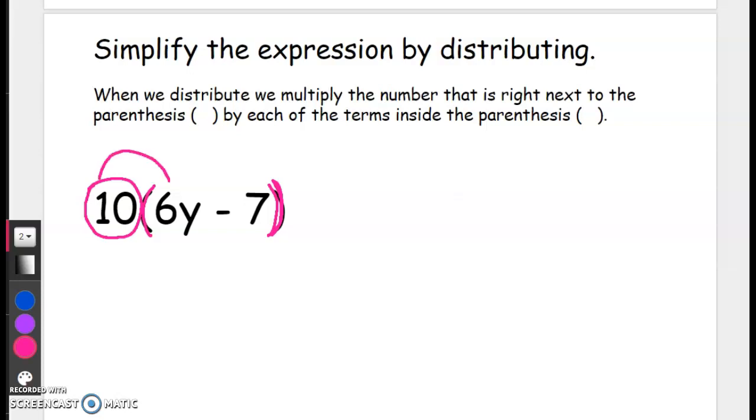We have 2 terms inside of our parentheses. So first, we're going to multiply, and again, it's always multiplying when we're distributing. We're going to do 10 times 6y. When we do 10 times the 6y, they're both positive. This is going to give us 60y.